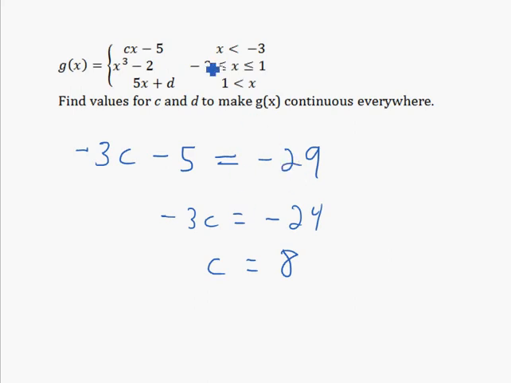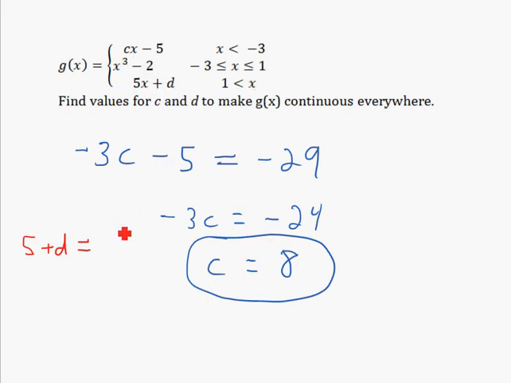Okay, so there's c. To find d, we're going to do the same exact thing. We'll do it in red. At 1, 5 times 1 plus d, well, that's 5 plus d. Oh, man. I love when I do that. 5 plus d has got to equal what this cubic equals at 1, because that's where it stops. Well, that's 1 minus 2. That's -1. So d has got to be -6. There you go.